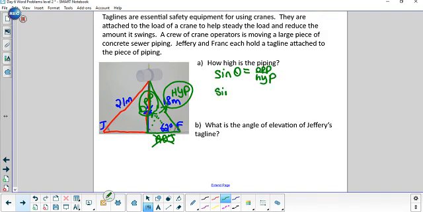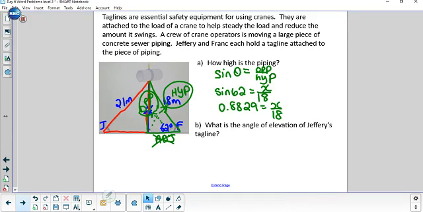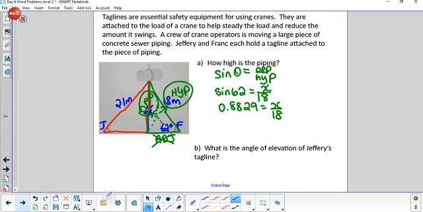We know that the angle is 62 degrees. The opposite is what we are looking for. The hypotenuse is 18. So we find sine of 62 and we get 0.8829 is equal to x over 18. So now we multiply both sides by 18. The 18s will eliminate, and we will get 15.89 equals x. So the height of the piping is 15.89 meters.